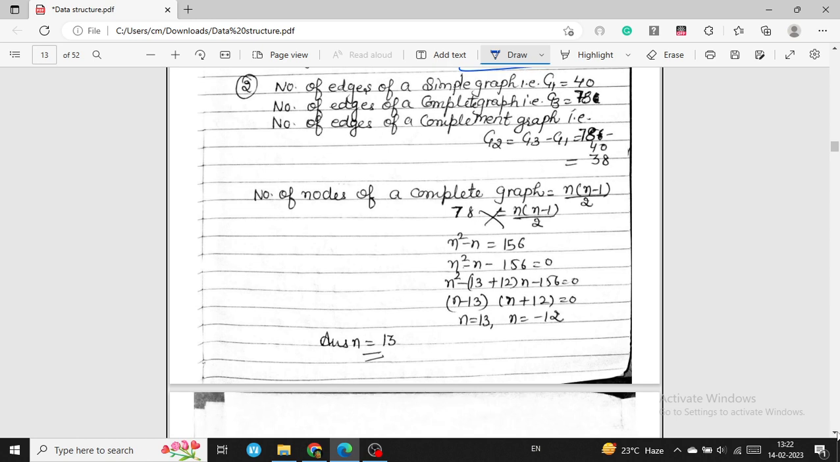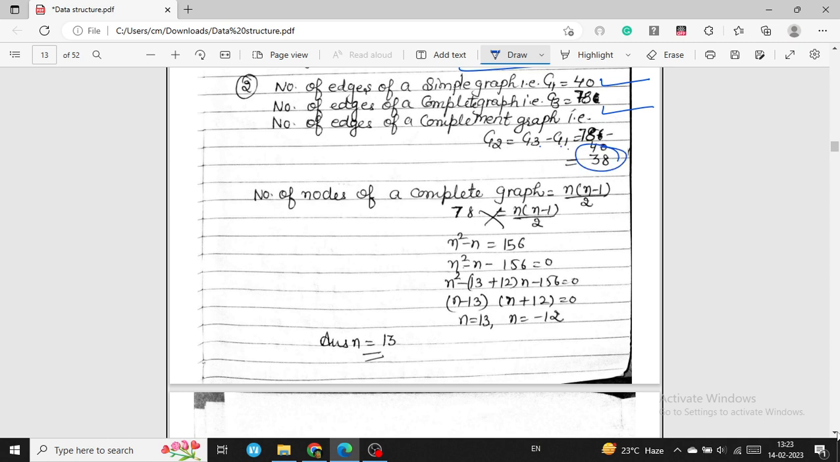Another example: how to calculate the number of nodes of a complete graph and the number of edges of a complementary graph. You are given a simple graph with 40 edges and a complete graph with 78 edges. The complementary graph you can find as G2 equals G3 minus G1, that is 38.